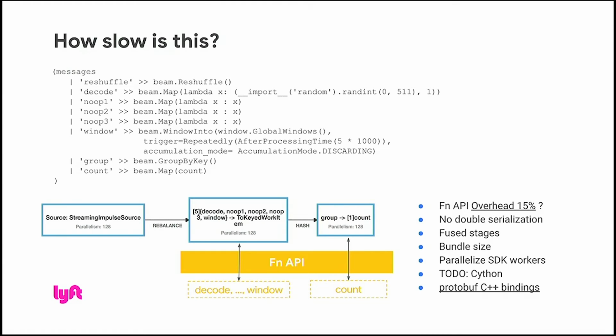That's the default. Finally, we need to parallelize the SDK workers because Python can only run 1 thread at a time due to the global interpreter lock. So we need to run multiple of the workers to be able to match the parallelism that Flink provides. And then there are some optimizations that can be done on the Python side to further gain performance.